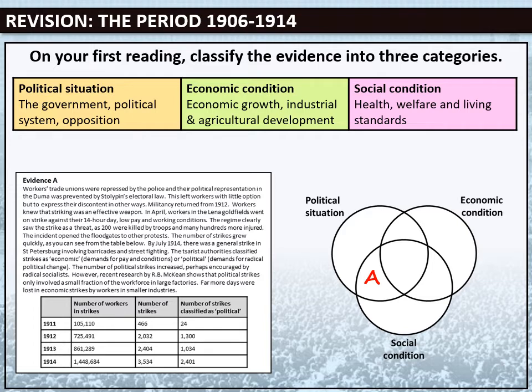And the final category would be social condition, anything to do with the health of the people, the welfare of the people, and of course living standards. Now you're going to put them in a Venn diagram because some of these pieces of evidence go in more than one category. So for example, when I read evidence A, I felt it had a lot about political opposition, but it also contained some information about the living standards of workers. So I've put it in between the political situation and social condition circles on my Venn diagram. It would be a good idea to find this sheet on Teams, pause now and have a go at that activity before you go any further.